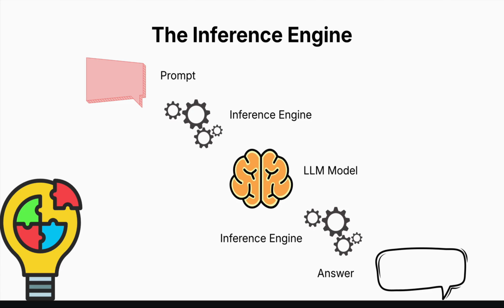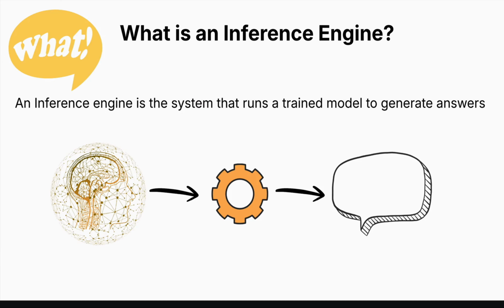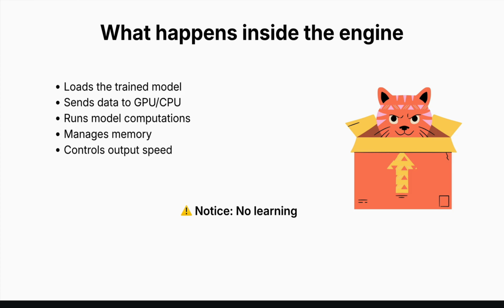So, what is the simplest definition of an inference engine? It is a software system that runs a trained AI model to produce outputs efficiently. Think of it this way: the model is the brain, the inference engine is the runner that actually uses that brain. What it actually does is help you load the trained model into memory. It sends computations to the CPU or GPU hardware. It manages the memory. It also schedules requests from many users, and it controls how fast responses are generated.